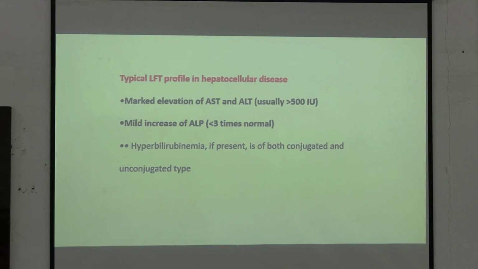Typical LFT profile in hepatocellular disease: marked elevation of AST and ALT, usually more than 500 IU, and mild increase of ALP. This is the typical LFT profile in hepatocellular disease.